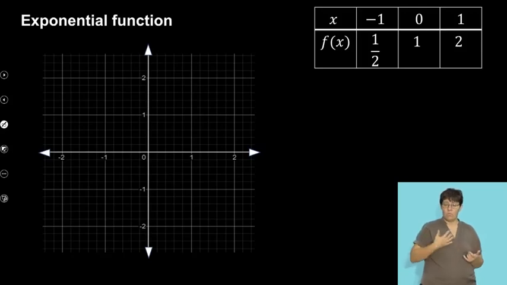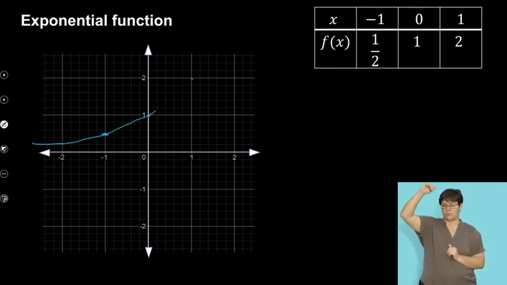Now, if I want to plot this, my negative 1 goes with a half, so it will be somewhere there, which is a positive half. And then my 0 goes with 1, so it will be somewhere there. My 1 goes with 2, it will be somewhere there. And then roughly when you join the points, it will be something of that sort, right?